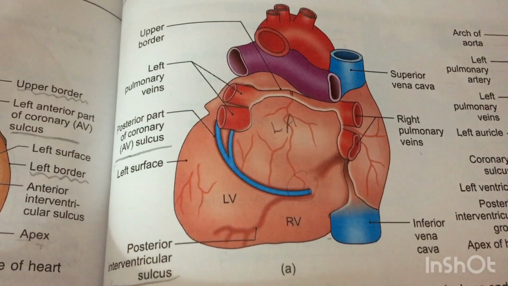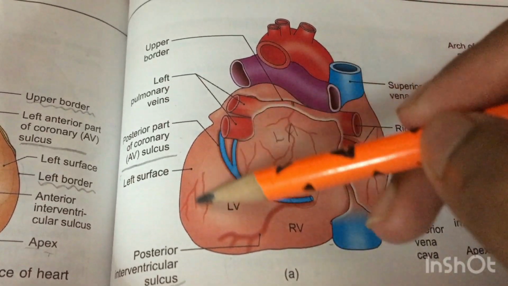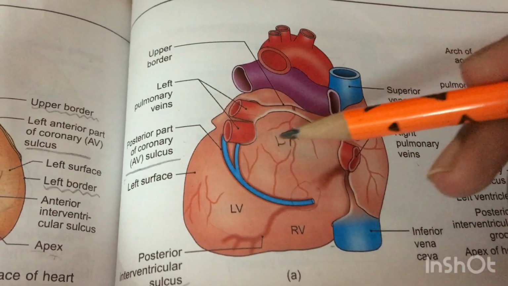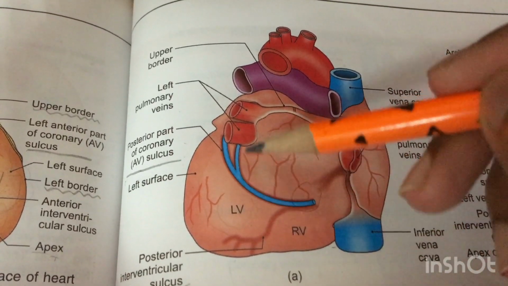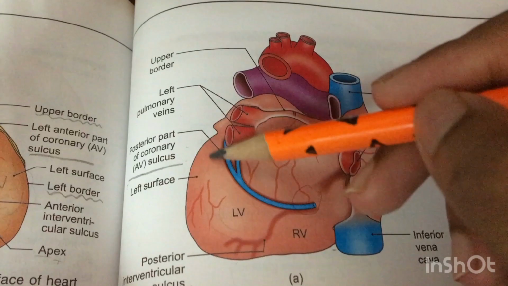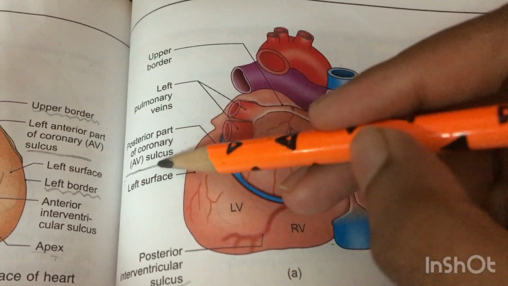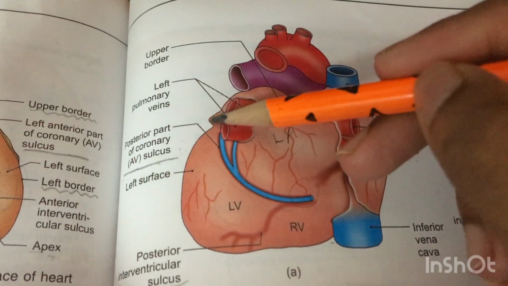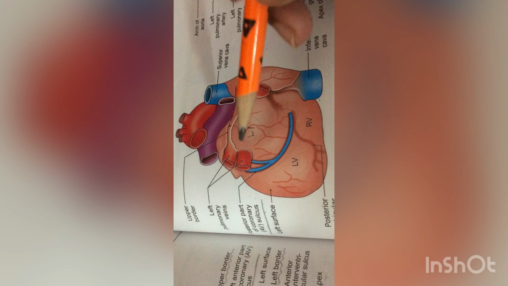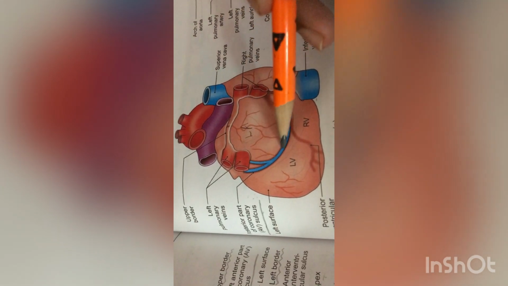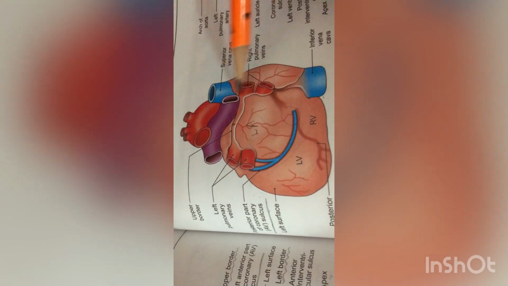We can also view the left coronary sulcus more clearly on the posterior view of the heart. You can see this is the left atrium and this is the left ventricle, and in between these two lies the posterior part of the coronary sulcus or atrioventricular sulcus. So the left coronary sulcus is also called the posterior part because it lies on the posterior surface of the heart.